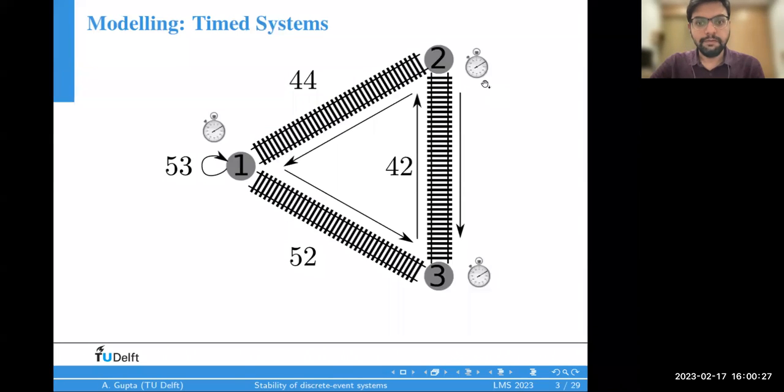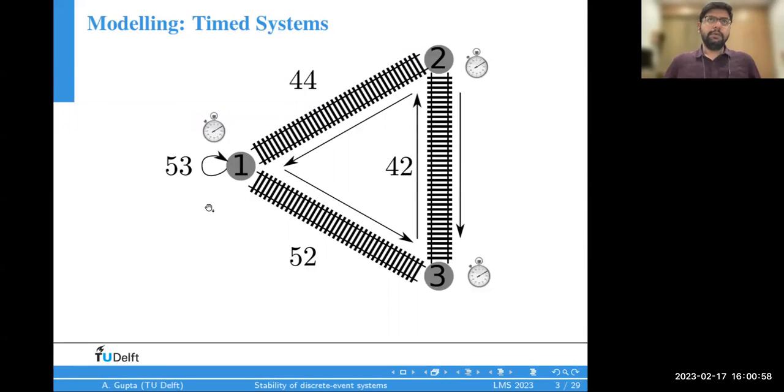So we have, let's say, trains going between these three stations, and the next step in modeling is to provide precedence conditions, so precedence constraints between these clocks, right? So let's say the train leaves from station 2 and arrives at station 1, then there should be a difference of these 44 time units between the two clock values for that particular cycle.